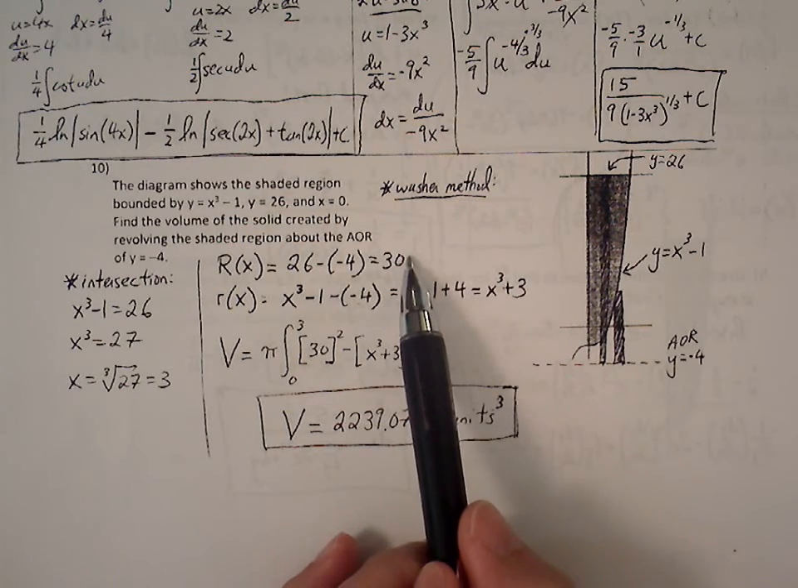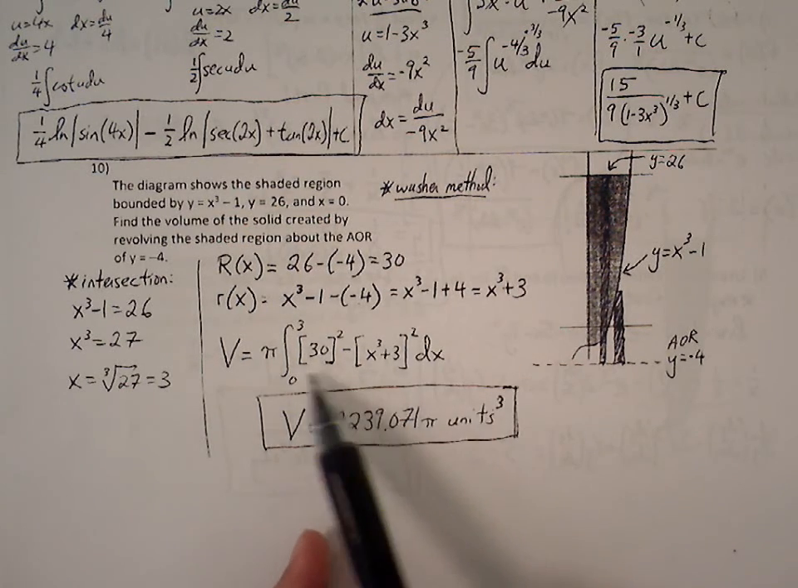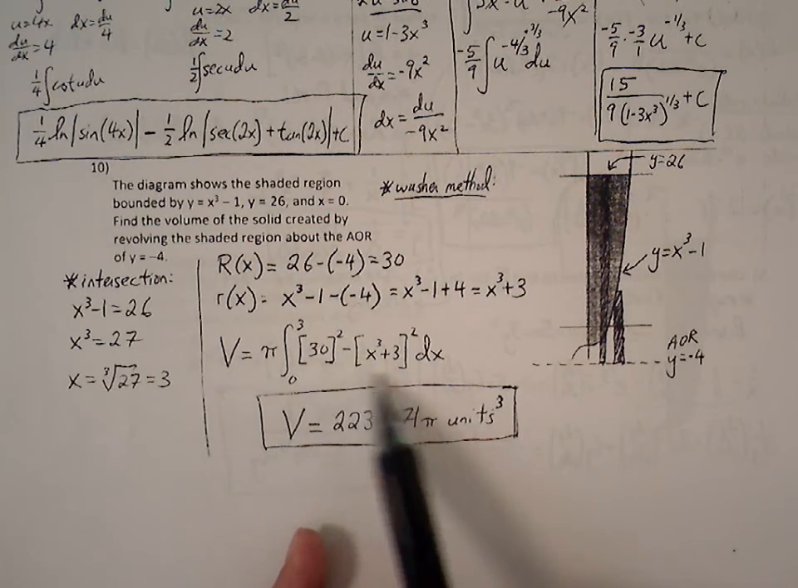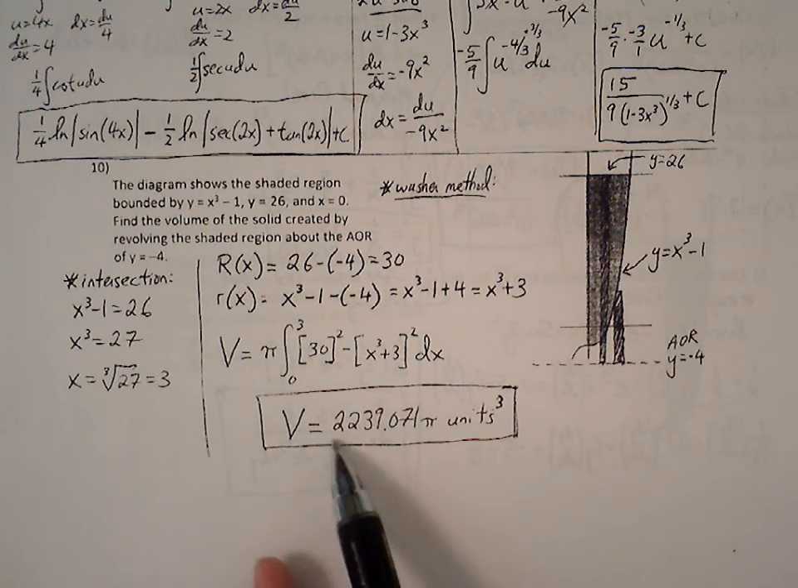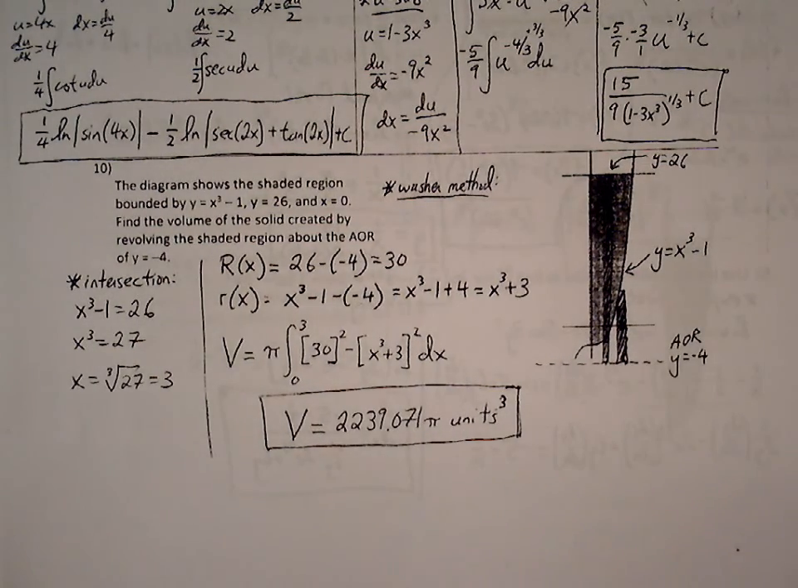So now we have big R squared minus little r squared sitting between our bounds of 0 and 3. We make the calculator do the rest of the work, and our volume is 2239.071 pi cubic units because we're dealing with volume.